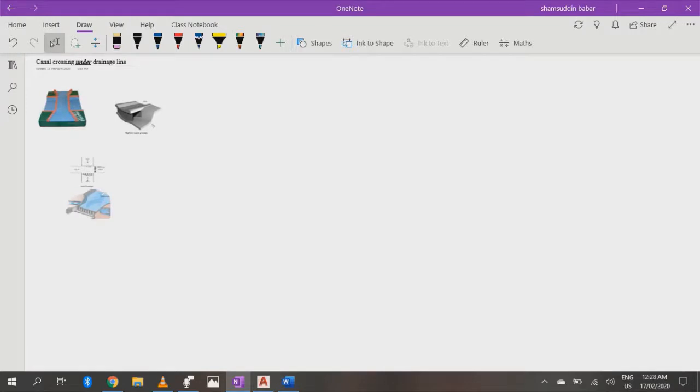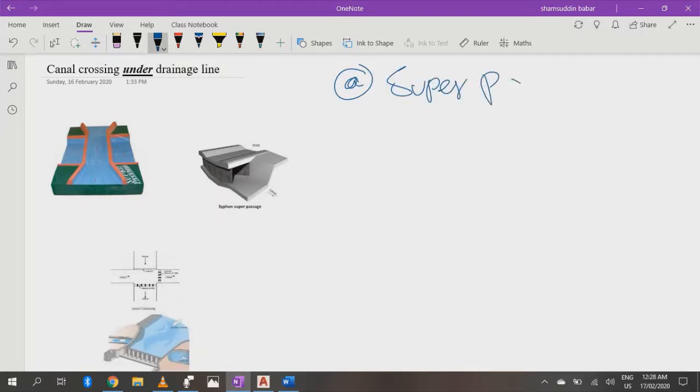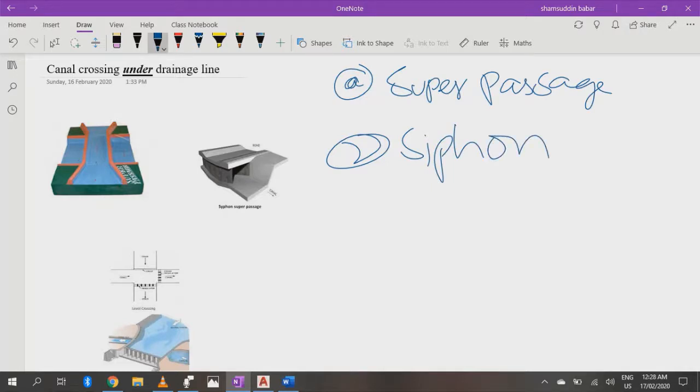Now what actually is a siphon? There are actually two types of siphon, or two types of canal crossing under a drainage line. The first is known as super passage, and the second is known as simply siphon. Now when super passage is provided and when siphon is provided is quite simple. Just understand from this figure.